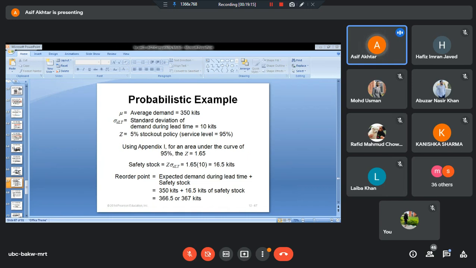So this is 16.5. And final reorder point is what? Reorder point is demand into lead time, that is 350, which is already given, plus 16.5. 367 is the final answer. And you just go through this calculation and that will help you to understand it better.